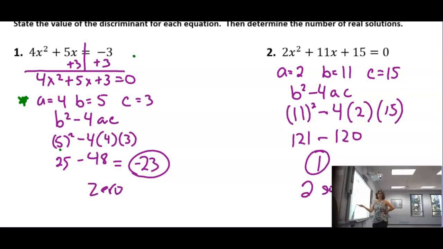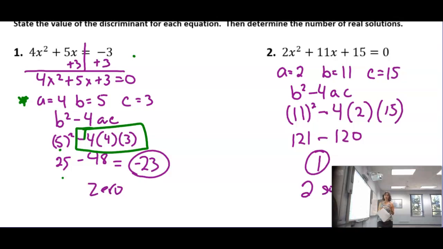So I've got to do my square first, so I get my 25. Then I have to do this multiplication. Remember, this is a negative 4. So negative 4 times 4 is negative 16, times 3 is negative 48. 25 minus 48 is negative 23. I have 0 solutions. I can stop. I don't need to continue. So if you did write this in your quadratic formula, as soon as you get a negative number under there, just write no solution and you're done.